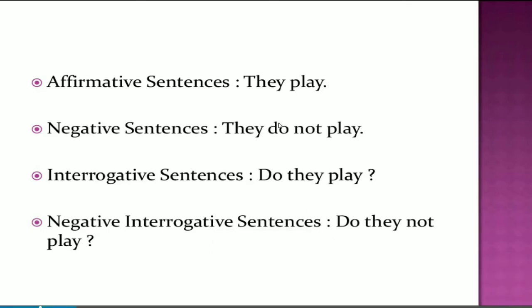Interrogative means a question. So how do we get questions? Do is an auxiliary verb, we know about it. It should come first. Then we say, do they play. So we get an interrogative. When we put the auxiliary first, we get a yes or no question. Negative interrogative is both negative and interrogative: do they not play? Again, it's a question.